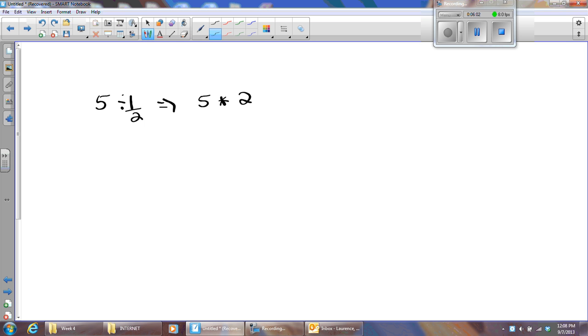Okay, so 5 divided by half is the same as 5 times a half, and I think most of you know that because, 5 and half the group, that's what this first problem means. And we've got 1, 2, 3, 4, 5. Well, then there's 10 in the whole group, right? And 5 times 2, of course, is 10. So why am I telling you that?